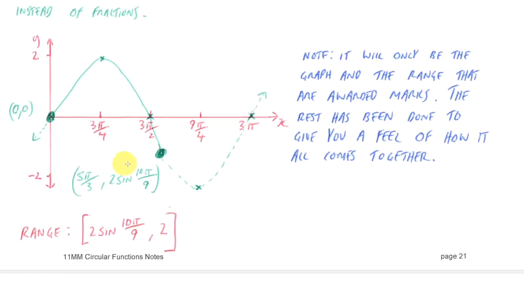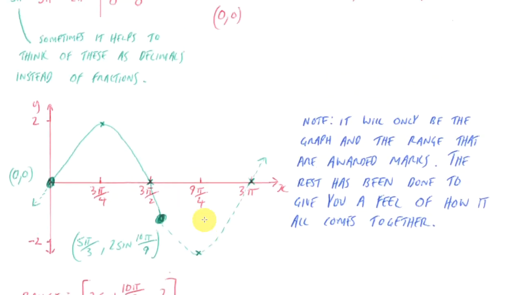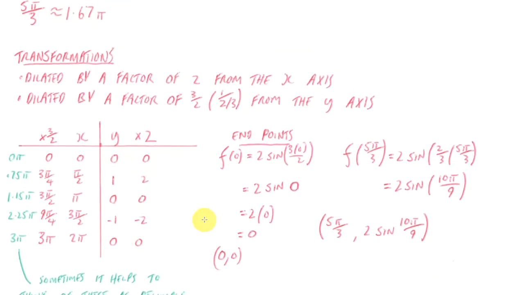Our range, the lowest value that we have is here, and that is exactly 2 sine of 10 pi on 9, so that's obviously going to spit out a negative value. And then we go all the way up to the maximum, which is 2, so there's the range. So that's a pretty tough question for a Year 11 methods, but that's how you go about it.